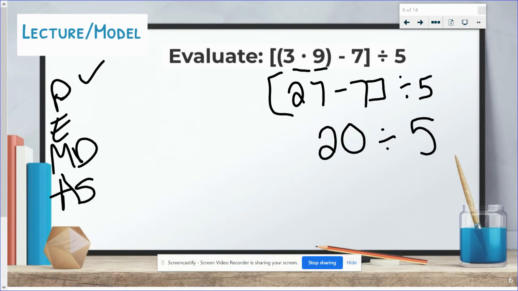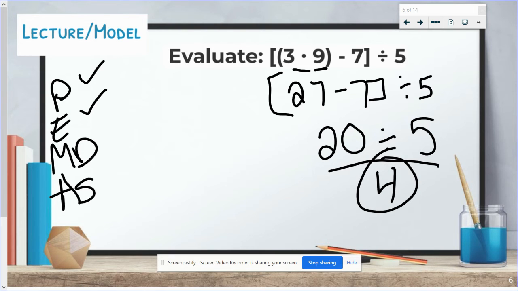The next thing I'm going to check is for any exponents. There are no exponents. And then multiply and divide. 20 divided by 5 would be 4. So the value of this expression is 4. I'm going to fix that little bracket there. Okay.